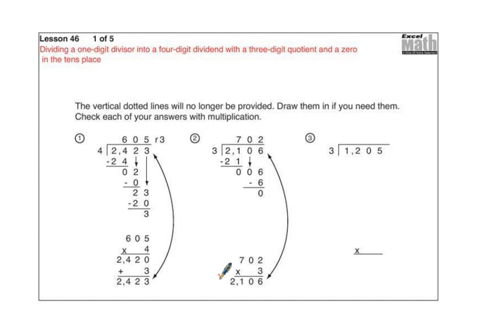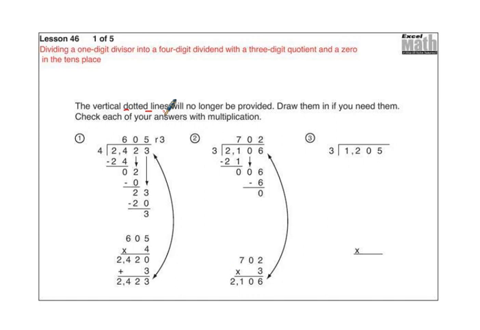All right, here we go with 5th grade Excel lesson 46, dividing a 1-digit divisor into a 4-digit dividend with a 3-digit quotient and a 0 in the tens place. These division problems are going to get a little trickier because if you can't divide the problem, the step, you have to put a 0 on the top. Don't just say, oh, I can't divide that into there and skip to the next step. Put a 0 up there if it goes in 0 times.